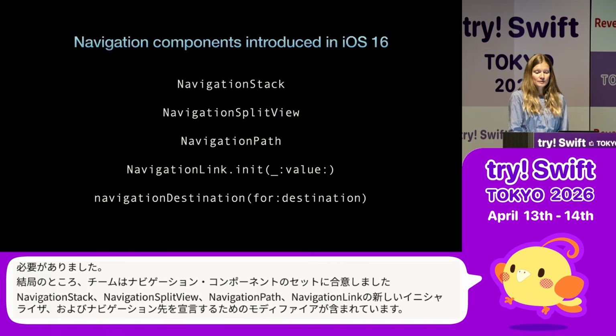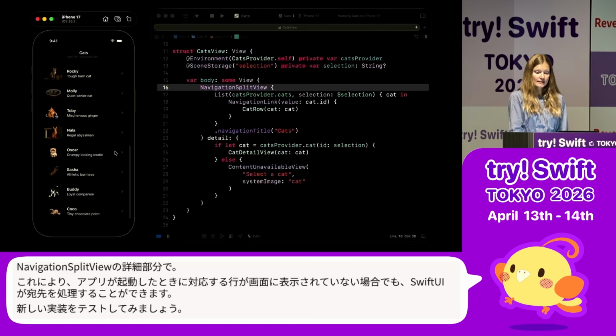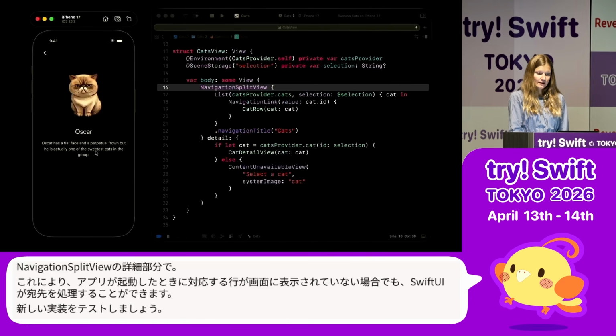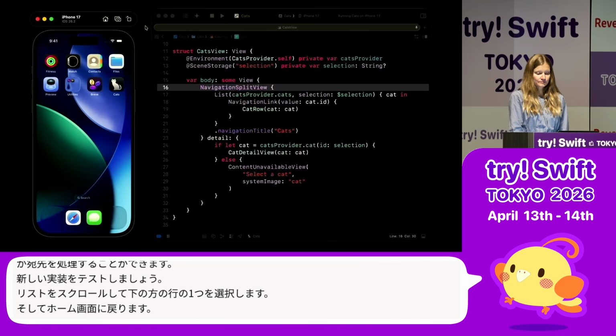Let's test our new implementation. We scroll down the list and select one of the rows at the bottom. Then we return to the home screen and relaunch the app from Xcode.